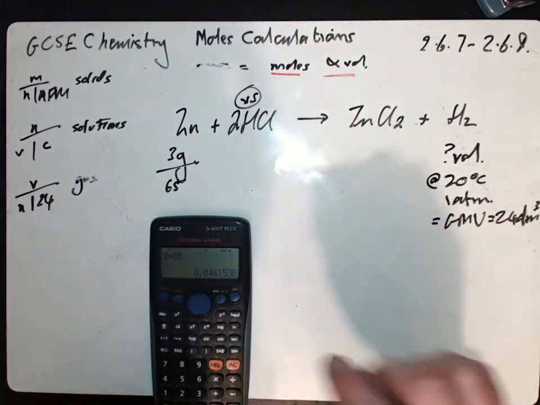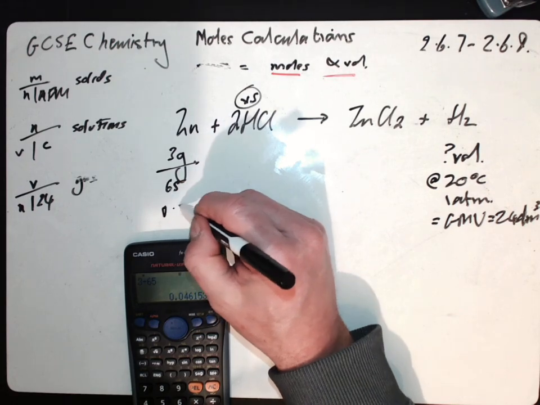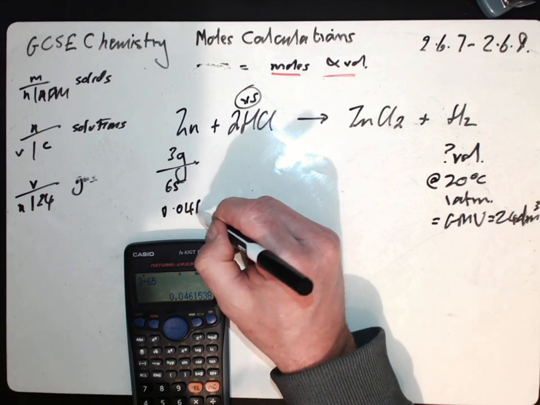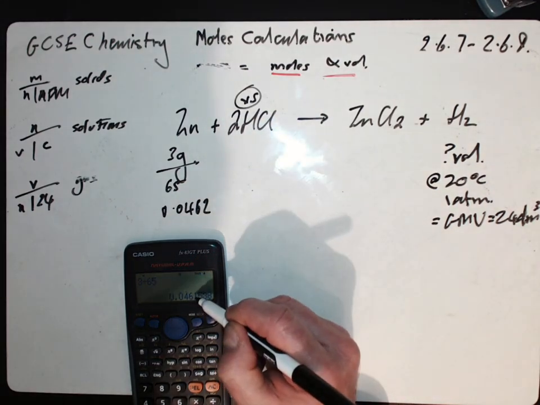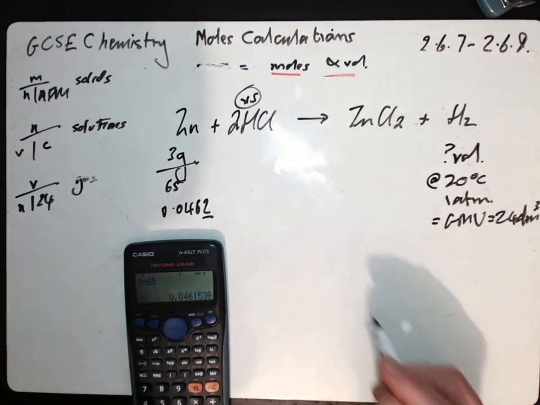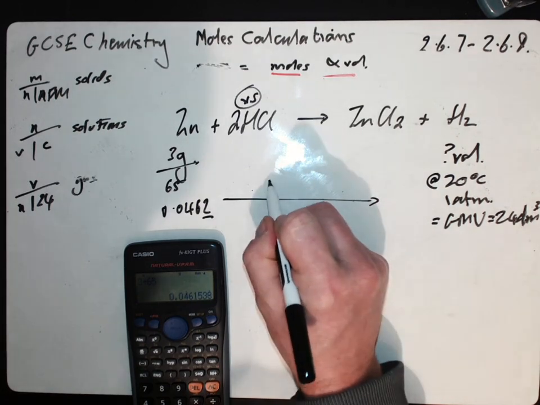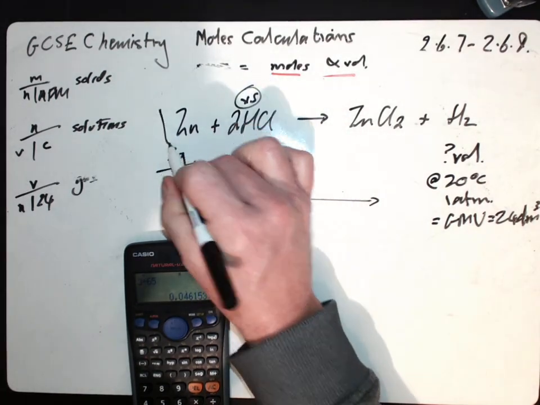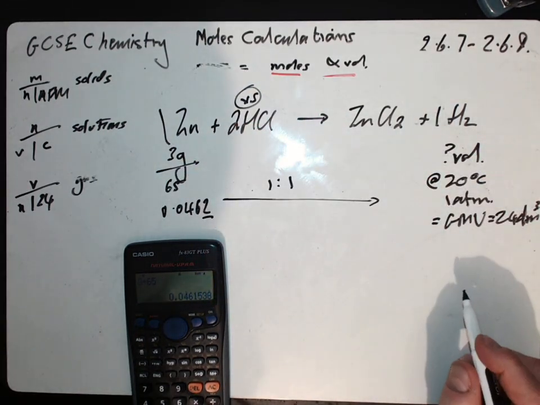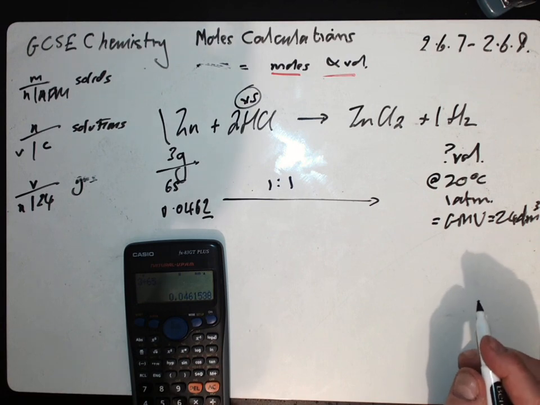So it's 0.0462. Always make sure we round up correctly, okay? So it's 462, not 461. The ratio of zinc to hydrogen is, of course, 1 to 1, okay? 1 to 1. So therefore my moles of hydrogen is the same.